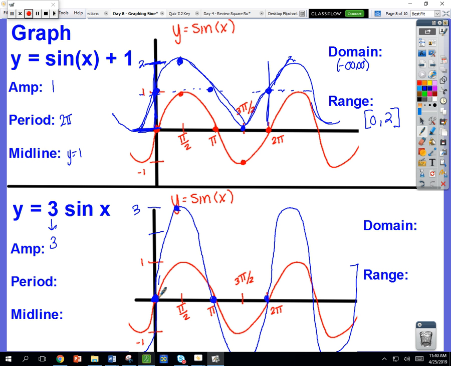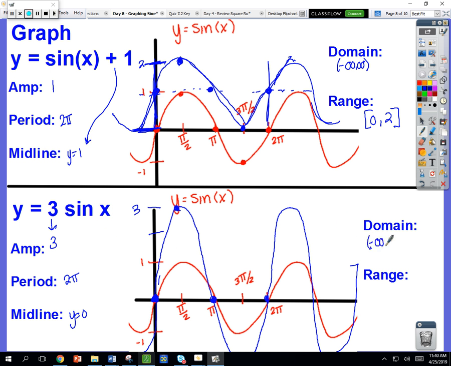The period hasn't changed again. I haven't stretched or shrunk it horizontally. I'm not spreading it this way. So this is the same. It's 2 pi long before the cycle repeats. The midline is still y equals 0. See, I haven't shifted it up or down, and this number is what changes the midline.